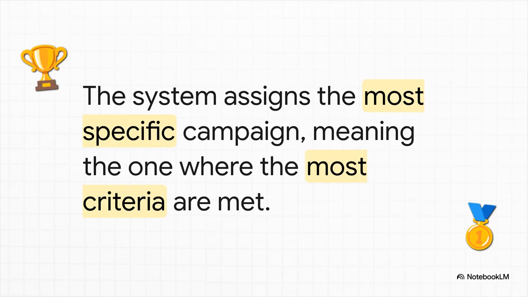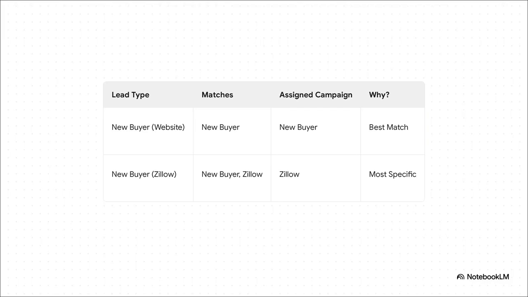That's it. The system looks at all the possible campaigns a lead could be on, and it picks the one with the most detailed, most specific triggers. It's a beautiful, simple rule that makes the whole thing predictable and honestly way more powerful. Let's look at that in action. You get a generic new buyer lead from your website. Easy. They get the general new buyer campaign. But that lead from Zillow, well, they match the new buyer campaign, sure, but they also match the Zillow campaign. And because that Zillow campaign is more specific, it wins. That's the campaign that's going to run for that lead.